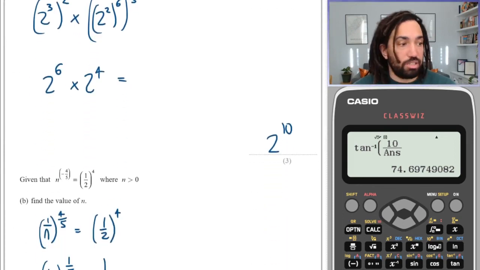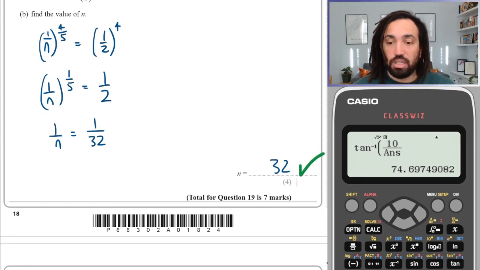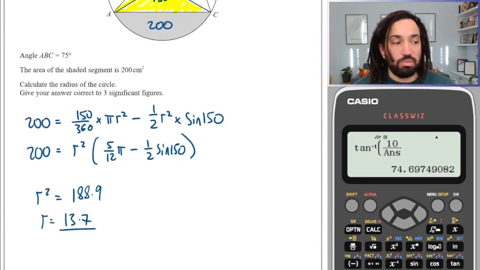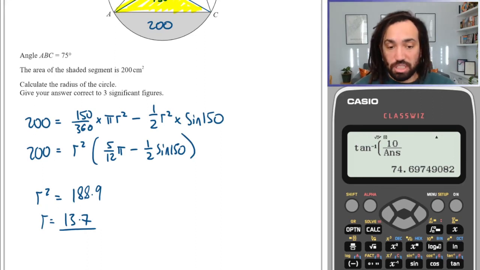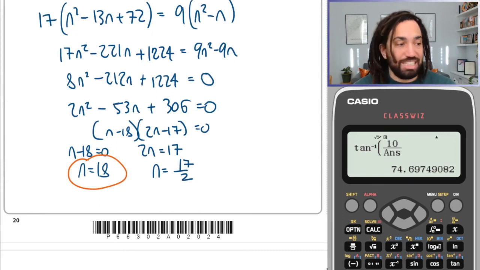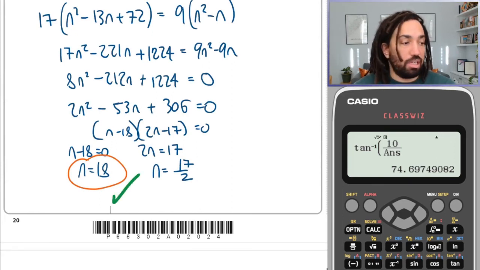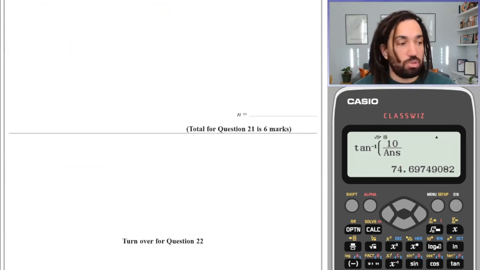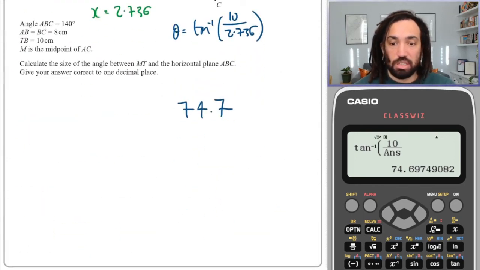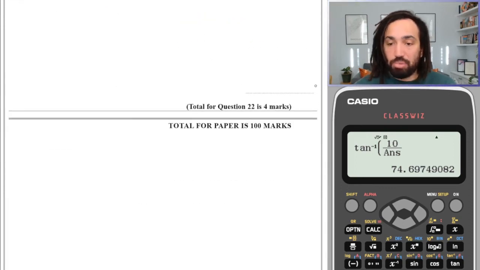What we got here? 2 to the 10, please. Please. Yes, 2 to the 10. I had to check that one. Or was it this one I had to check? This one I checked, yeah. 32. I should have just gone with it. 13.7. Let's go. 18. 18. Yes, come on. And the final one, 74.7. Yeah, let's go. Okay, beautiful.